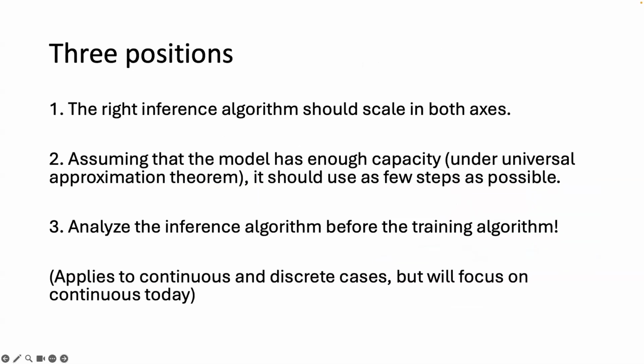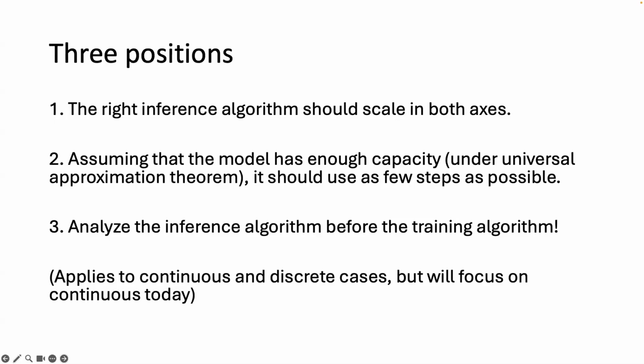So here I list two positions of the talk. First, eventually if we want to develop pre-training algorithms and inference algorithms, they will need to be able to scale in both axes, both in terms of extending the sequence length by running with more tokens and refining existing tokens. The second point I also just made, which is that it should be efficient. And by efficient, I define as such. Assume that your model has enough capacity, and this is only under the universal approximation theorem. So basically, your transformer is a model that is in theory able to fit any function, not distribution. It should use as few steps as possible to get to the solution. This is the efficiency part. The third part is to analyze the inference algorithm before analyzing the training algorithm.